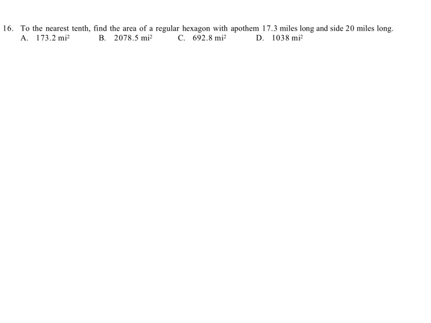All right, we're finding the area of a regular polygon, and the formula for that is area is equal to 1/2 the apothem times the perimeter. So let's calculate the perimeter here. It's a hexagon, so there's 6 sides. 6 times 20 miles per side is 120 miles, right? 20 times 6 equals 120 miles.